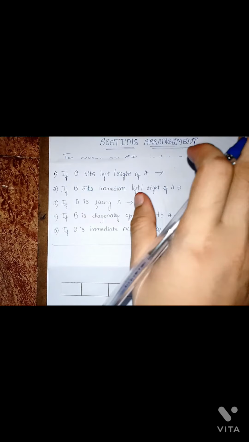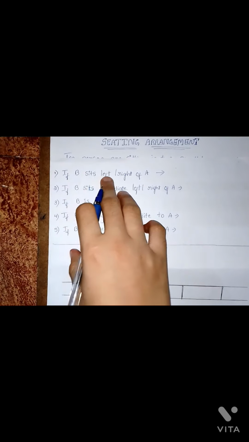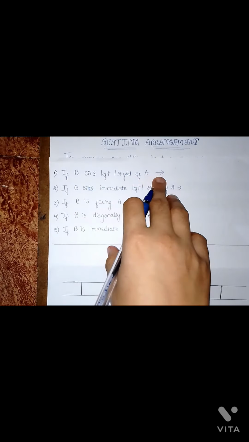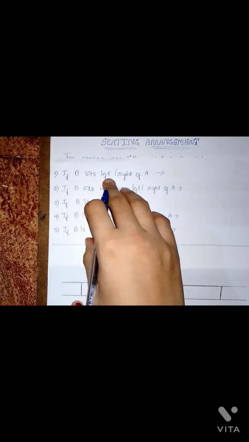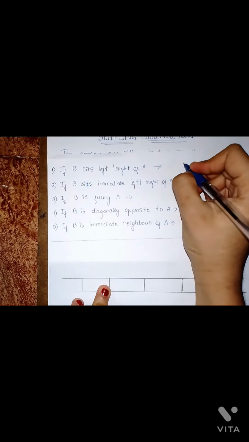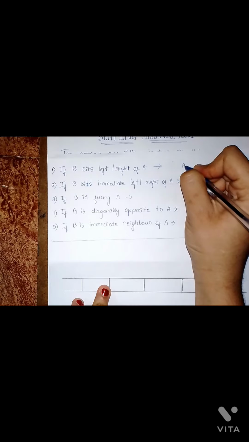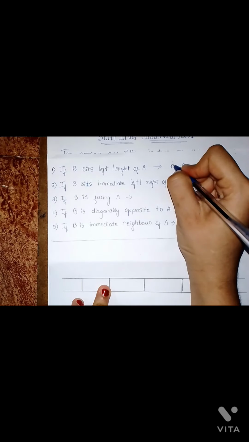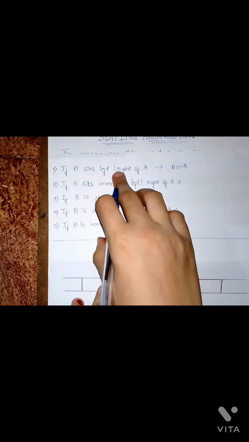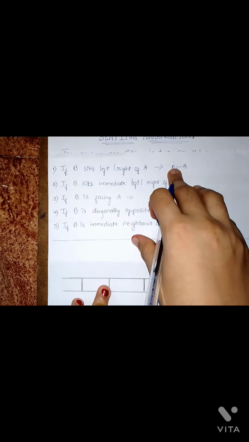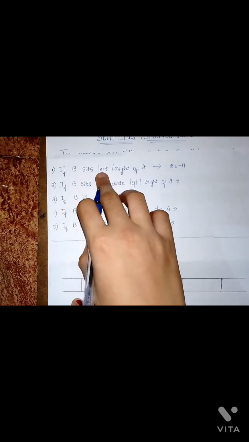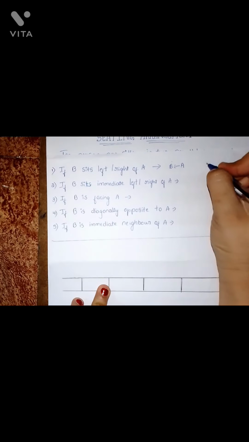If in the statement they are given, if B sits left or right of A, I will tell you: if B sits left of A, we have to represent it like this. If B sits right of A, we have to represent it like this.